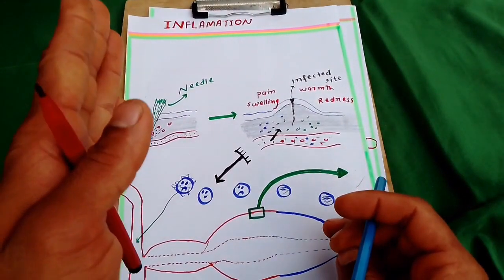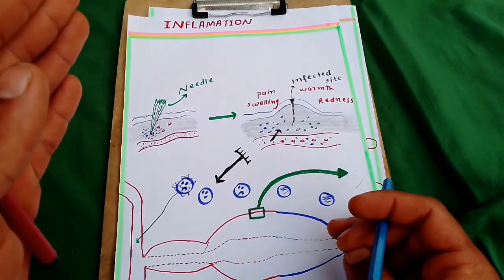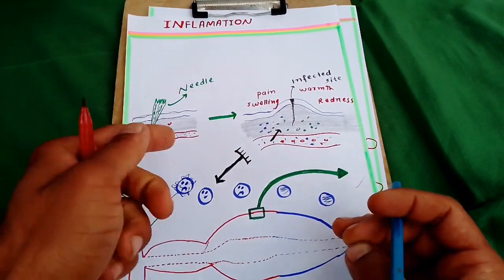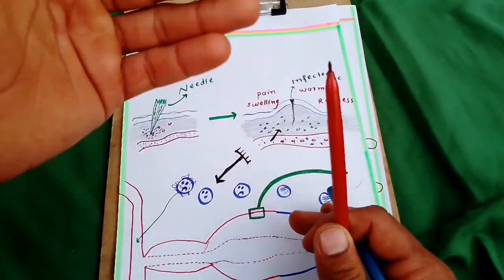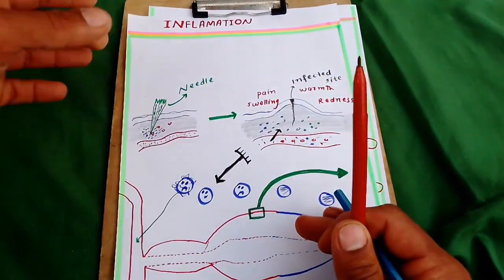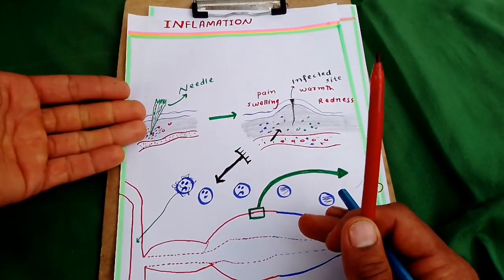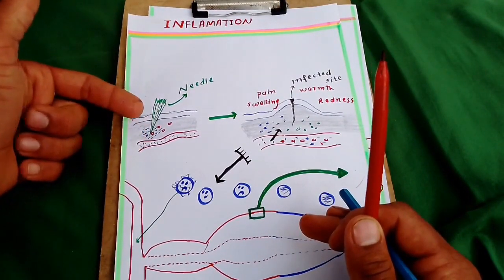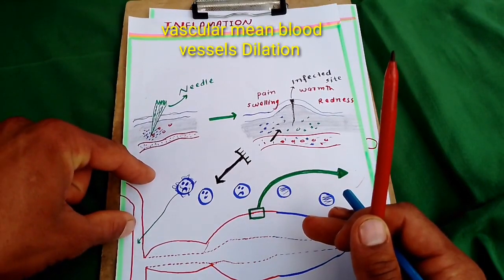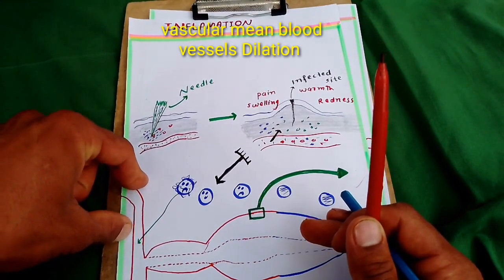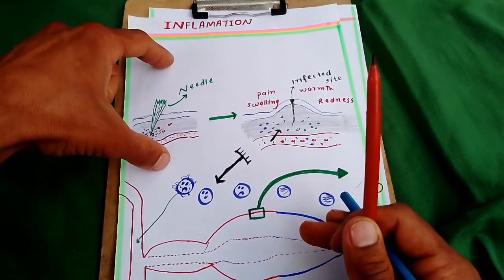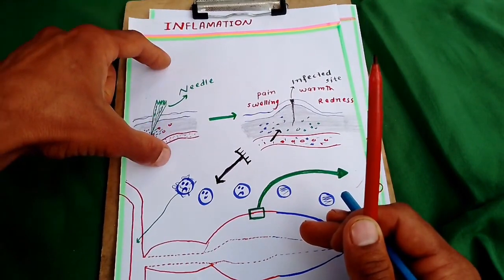Inflammation is a vascular and immune response to the infection, to the injury. What is meant by vascular response? When our body part is injured by a needle, bacteria, trauma, or heat, some changes occur in the blood vessel. Vascular response means some changes occur in the blood vessel, and immune response means some changes occur in the immune system. So inflammation is a vascular and immune response to the infection, to the injury.